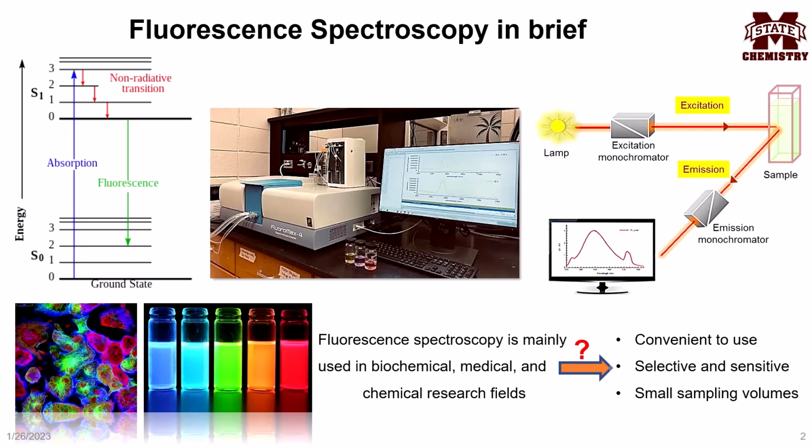Therefore, spectrofluorometers can be used to detect fluorescent spectra, light scattering spectra, and even circular dichroism. Fluorescence is mainly used in biochemical, medicinal, and chemical research fields. It is a popular technique because it not only requires small sampling volumes, but it gives high selectivity and sensitivity.